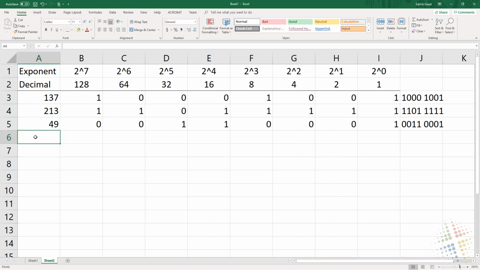Great. Piece of cake. Right? Maybe? Let's try a hard one. Let's try something really big here. Can I subtract 128 from 255? Yes, I can.